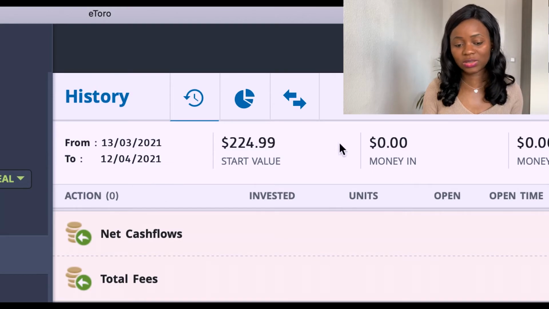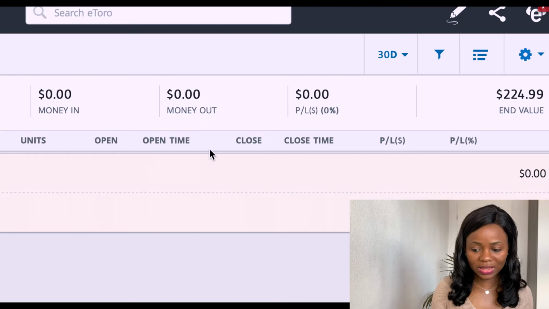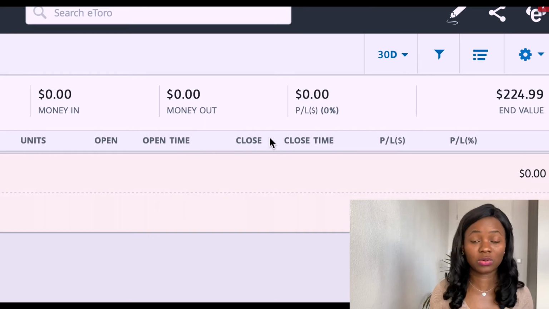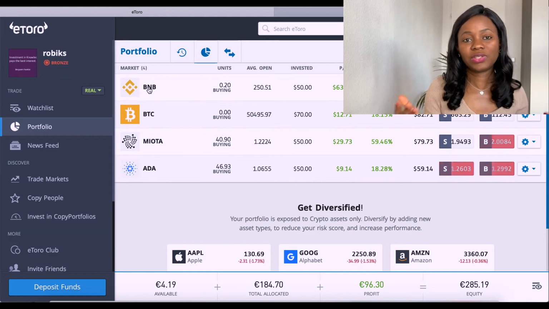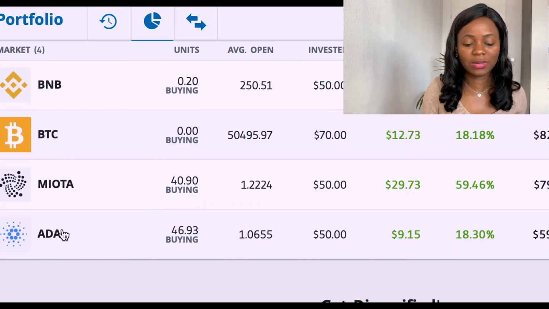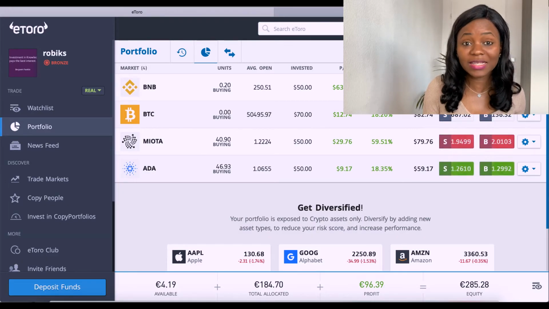Yeah, that was last month, and after a month, my end value is still like this, right? I've not taken money out. So 200 euros, and then I allocated 50 euros each to BNB, BTC, MIOTA, and another one, and that was what I did. This was what I invested here.